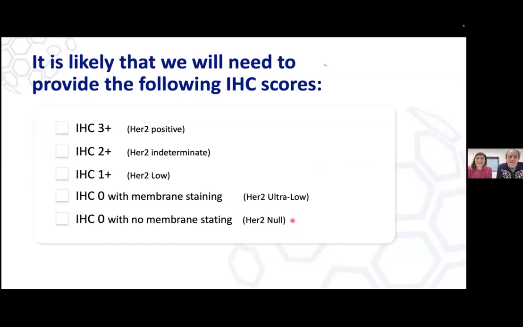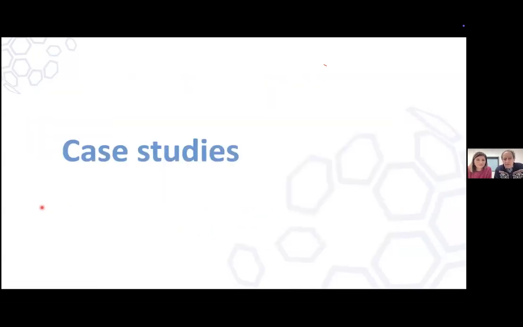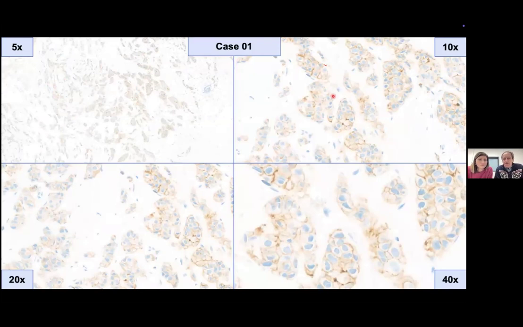We are now going to do some case studies, and Hannah will help us with these. The current task is to categorize the case as a 3+, 2+, 1+, or 0 with membrane staining, ultra low, or 0 no membrane staining, null, for the purpose of this exercise. So five boxes. I will show you some pictures. They will all be the same: low power, times 5, times 10, times 20, times 40. And you need to use the algorithm.